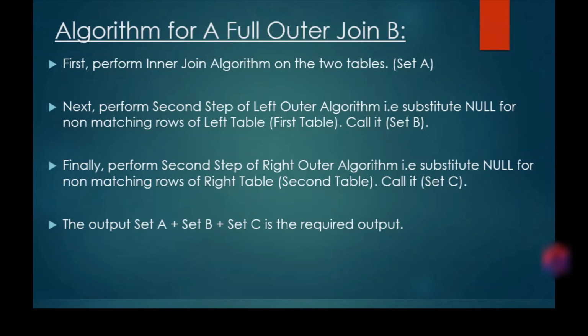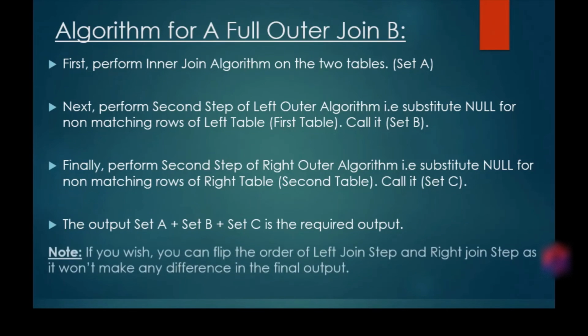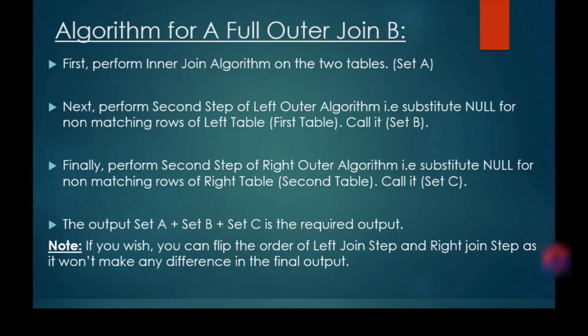A very important thing to note here about full outer joins is you can perform this algorithm by swapping or flipping the steps, that is step number 2 and step number 3. So if you want to perform the full outer join algorithm, I can perform the inner join algorithm first. That is something that I always do, but instead of performing the second step of the left outer, I can perform the second step of the right outer algorithm, and we can call that set B. And then finally we can perform the second step of the left outer algorithm, and we can call that set C.